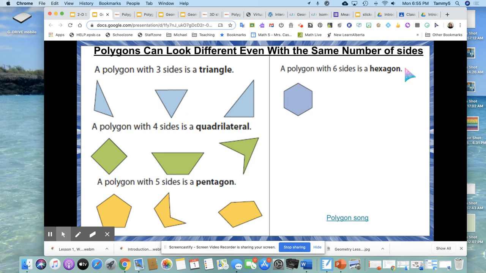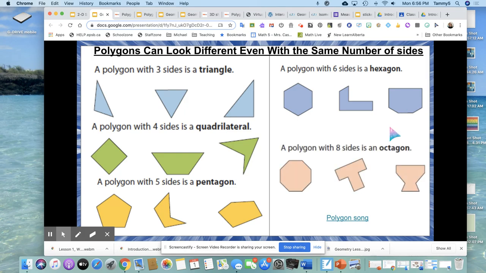This is an example of a regular hexagon, which just means that all 6 sides are the same length. But look at this example here. This is another 6-sided figure, and it's known as a hexagon. And here's another example of a 6-sided figure, and we call this a hexagon. These last 2 examples are irregular polygons, or we say irregular hexagons.